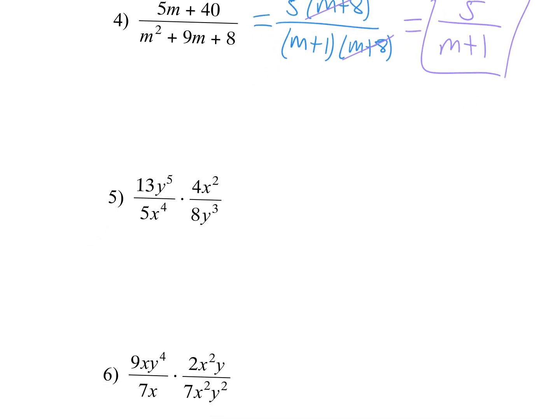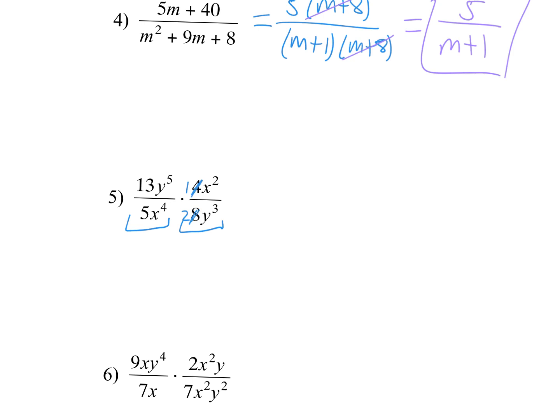All right, and now we start multiplying expressions. These shouldn't be any more difficult. The easiest way that I like to do these, I like to simplify each of these fractions first and then cross cancel. So 13y to the 5th over 5x to the 4th, nothing simplifies there. But 4x squared over 8y cubed, we can simplify the 4 and the 8 to become a 1/2. So those go away. We're just left with a 1/2.